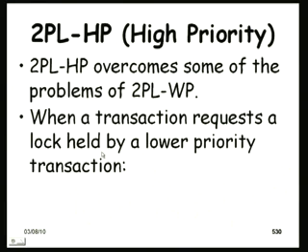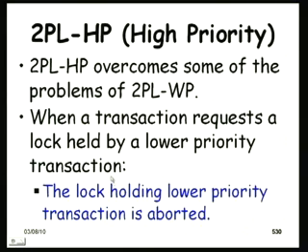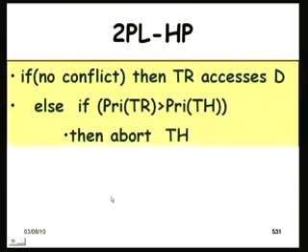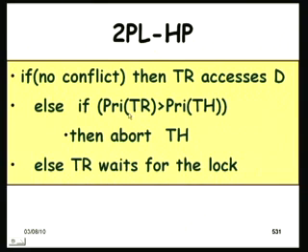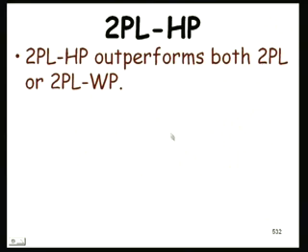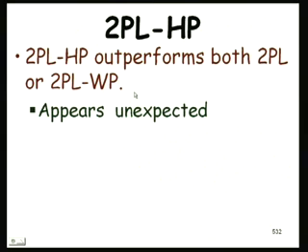When a transaction requests a lock held by a lower priority transaction, the lock holding lower priority transaction is aborted. So, whenever a higher priority transaction requires a resource being held by a lower priority transaction, the low priority transaction is aborted, so that the high priority transaction gets the lock. So, here whenever a requesting transaction has higher priority, then the holding transaction is aborted. Very simple scheme, and this outperforms both the 2PL and 2PL WP.